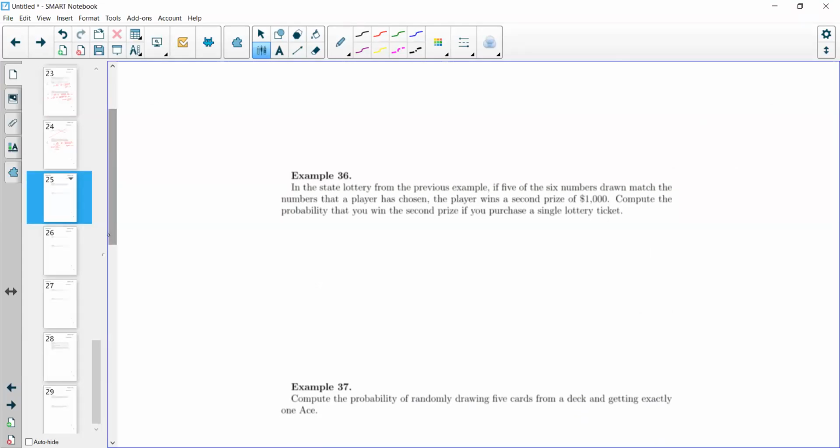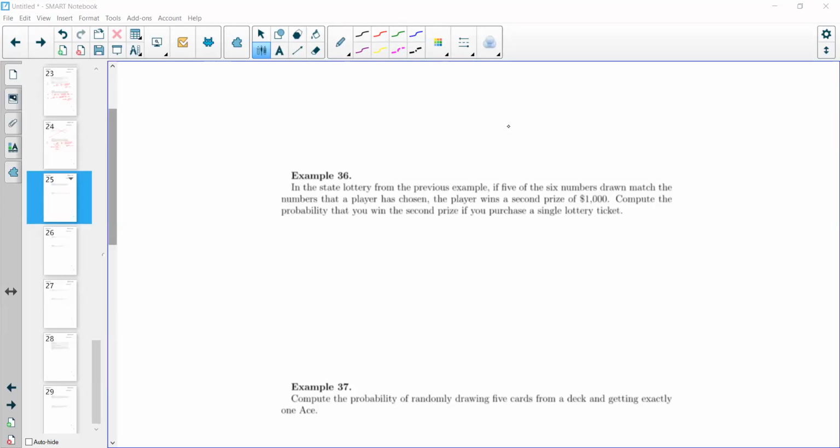Okay. So now we're looking at the same lottery. It states, in the state lottery from the previous example, if 5 of the 6 numbers drawn match the numbers that a player has chosen, the player wins a second prize of $1,000. Compute the probability that you will win the second prize if you purchase a single lottery ticket.